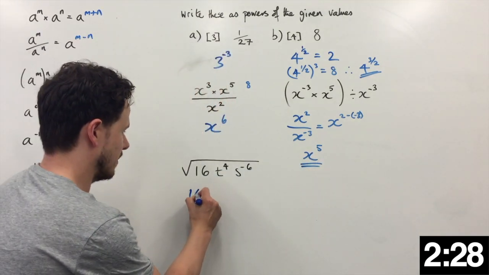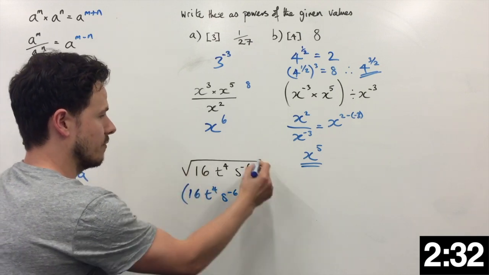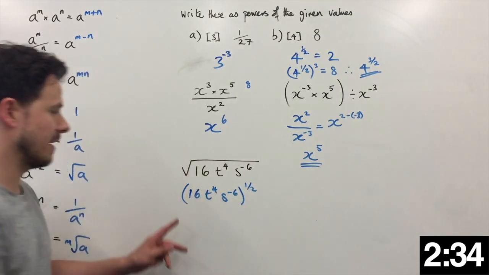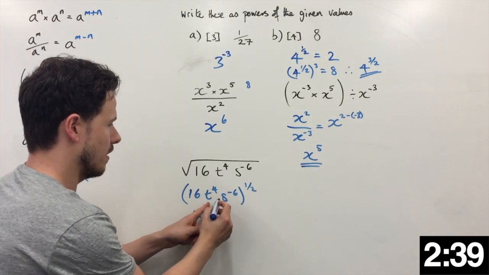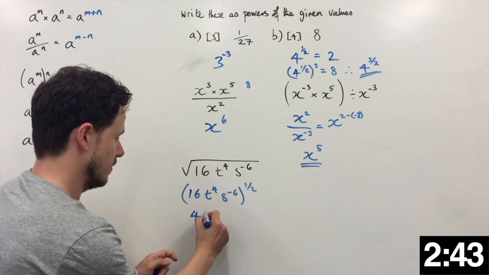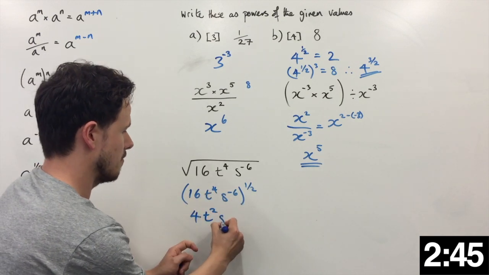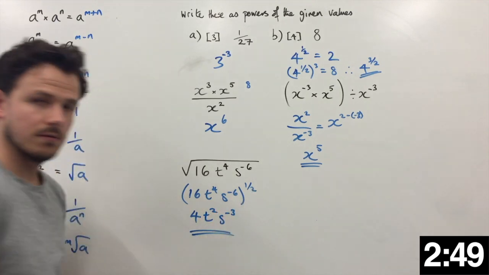We could do, let's put that 16 to the power of 4 and x to the minus 6. Square root is to the power of a half. So 16 to the power of a half, square root of 16, we've got 4. Now, times in these, 4 times a half, 2. And this one, minus 6 times a half, minus 3. Done.